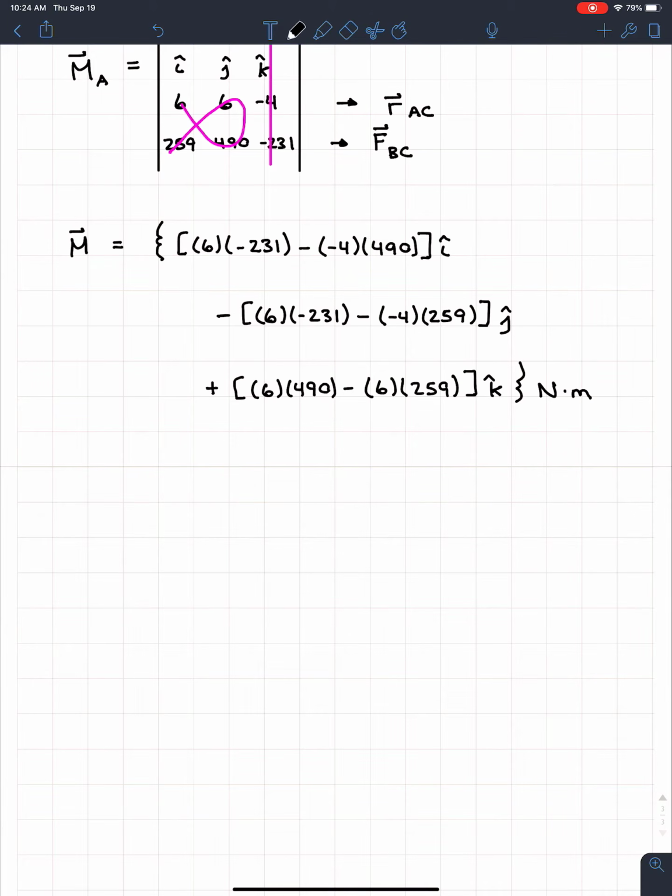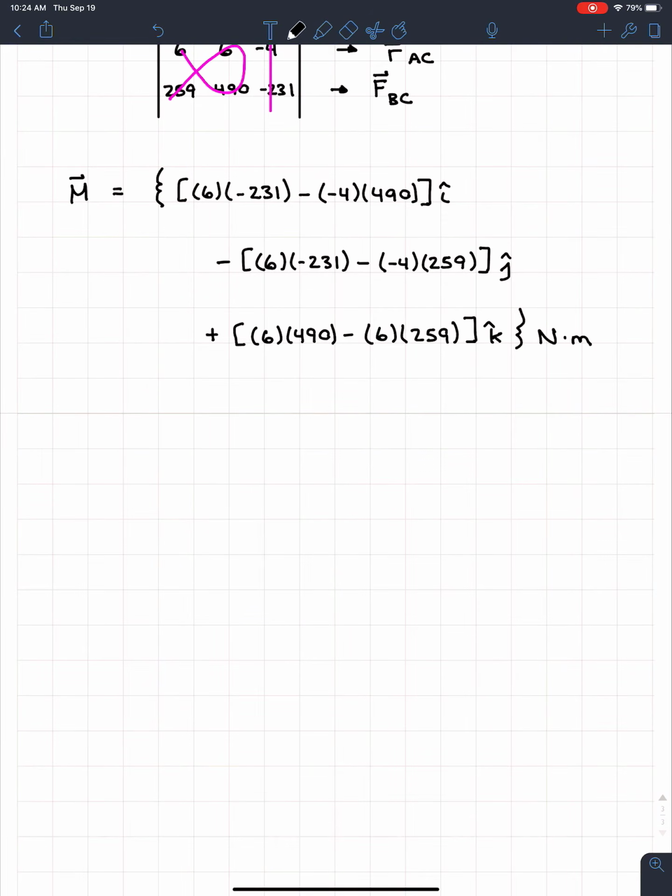Again, there's no variables involved. That is the final answer, but of course you're going to want to simplify it. You're not going to leave it like that. So what I do down here is I'm just going to write the moment at point A is equal to, and I'm just going to put in brackets, and I'm just going to do all of those calculations, nothing more.